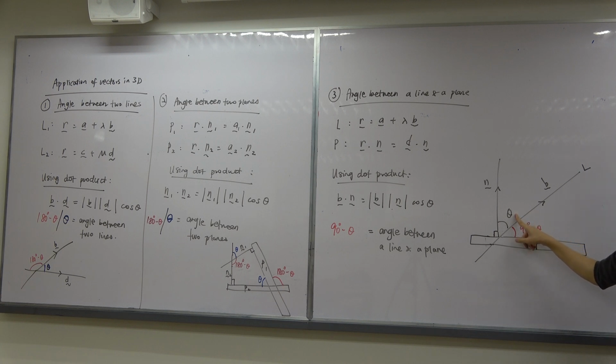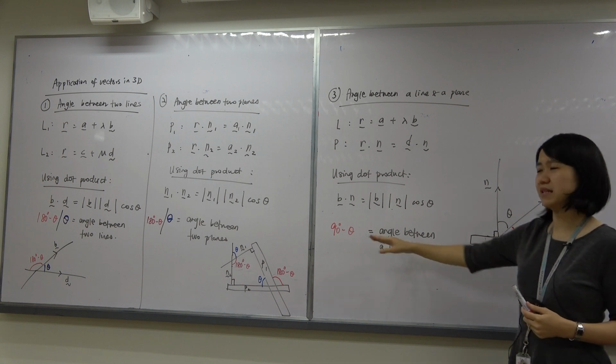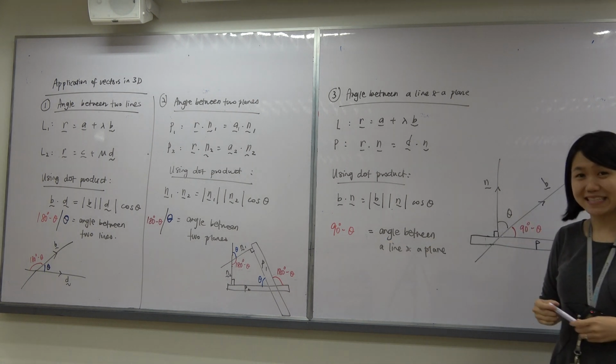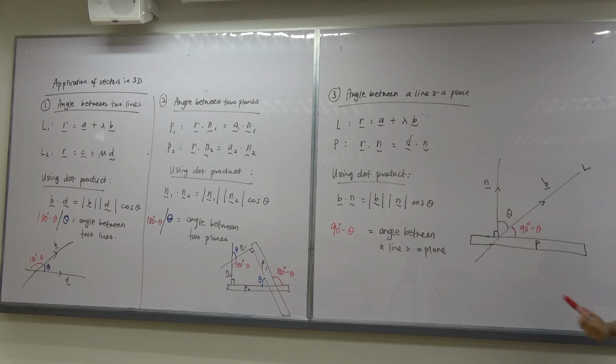But theta is actually the angle between the normal of the plane and the line, you see. So what exactly is the angle between the plane and the line? It is actually here. The line is here, the plane is there, and this is the angle I wanted. Hence, the angle between the line and the plane is simply 90 degrees minus theta. And that is about angle.